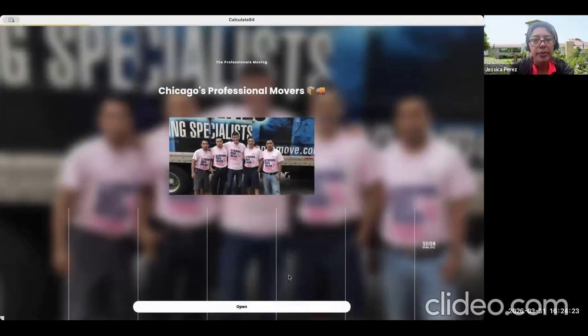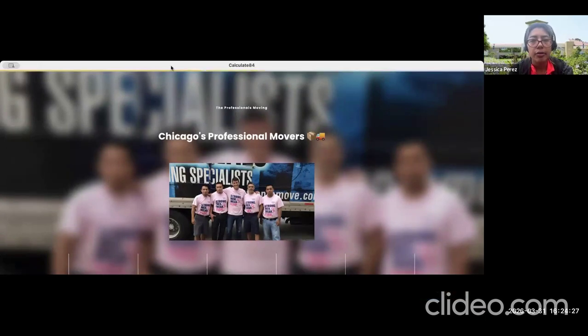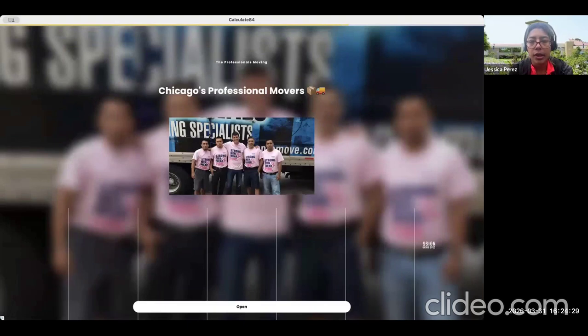And then here there's some ads because it's a free calculator. You'll see some ads once in a while. I'm trying to get rid of those ads.